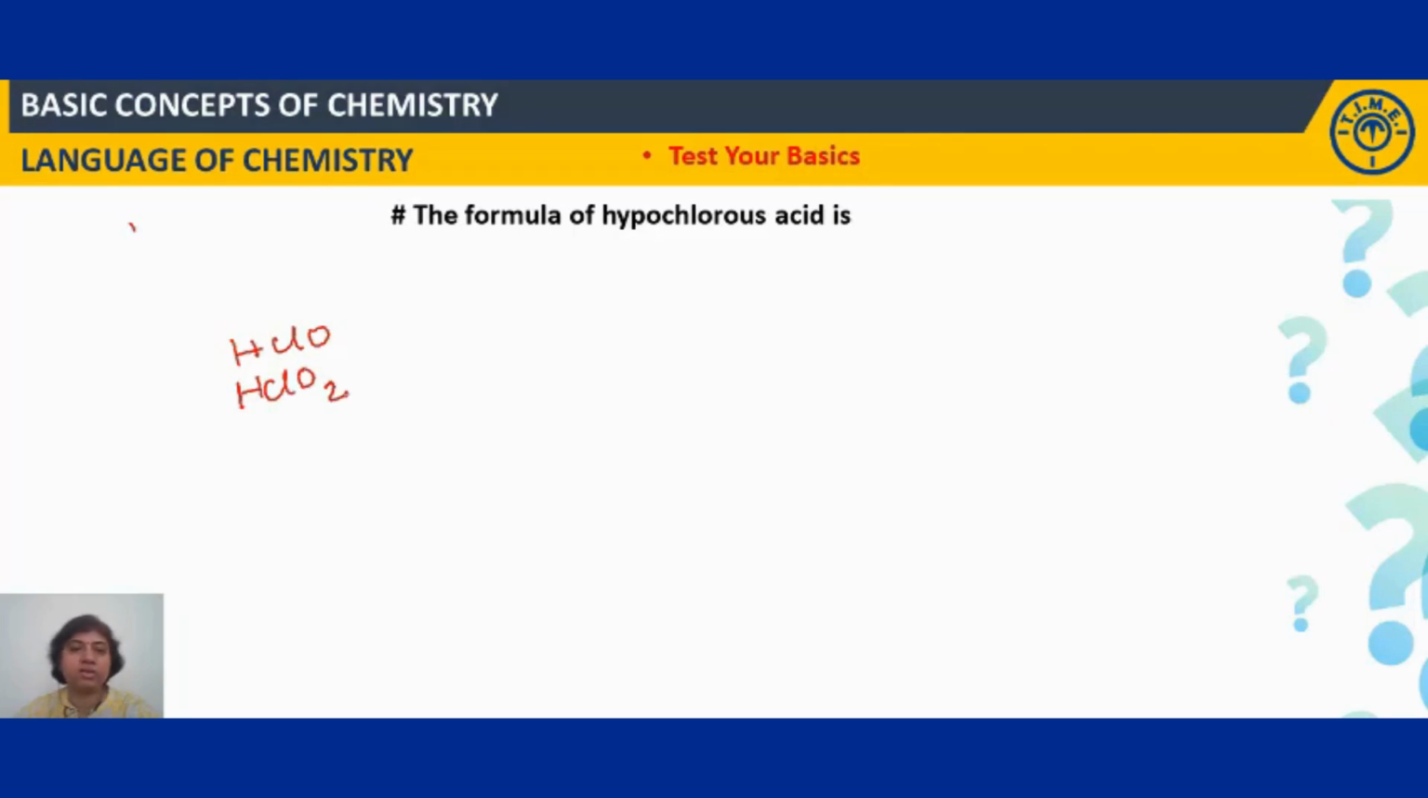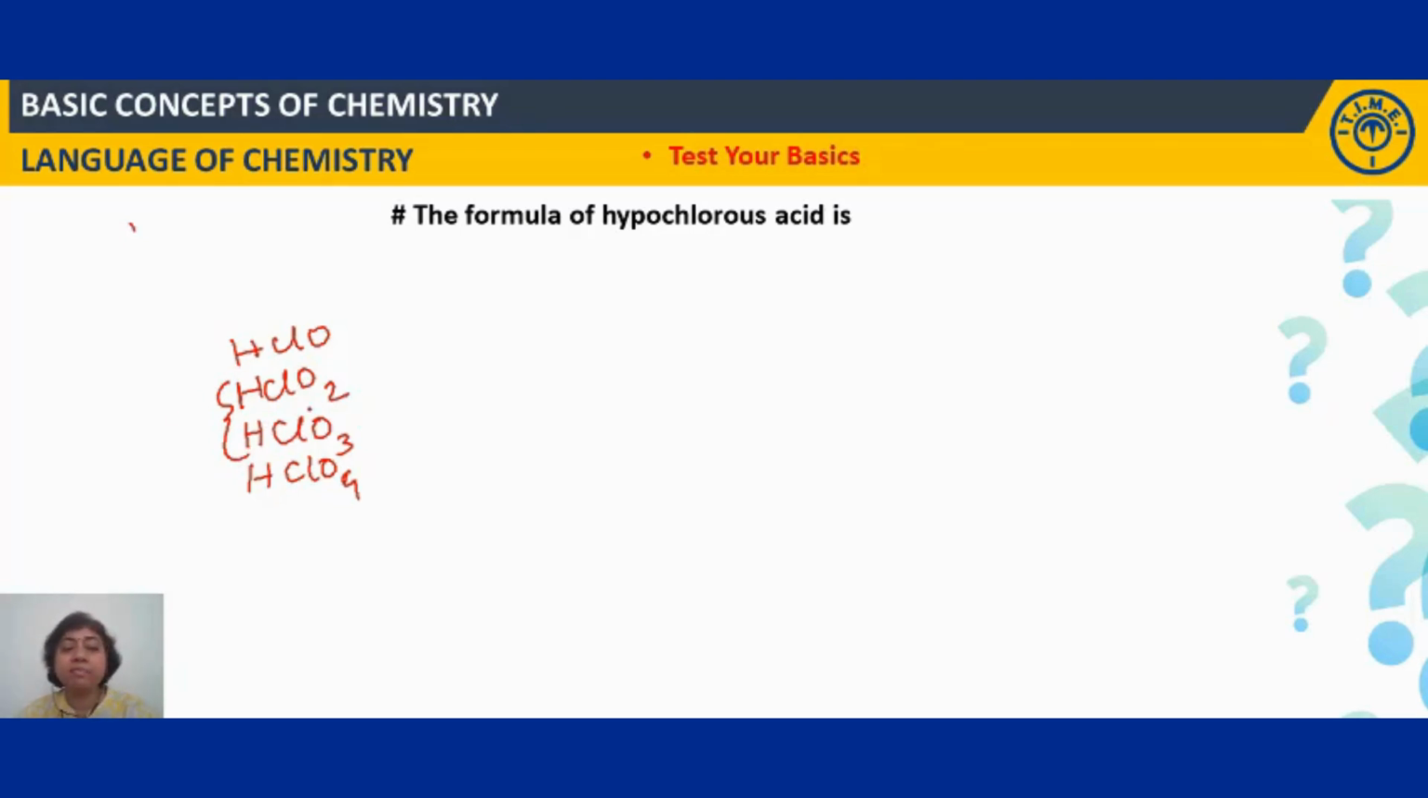HClO2, another oxyacid. HClO3, the third one. The fourth one is HClO4. Okay. Now let us see the naming. Look at the second and third.